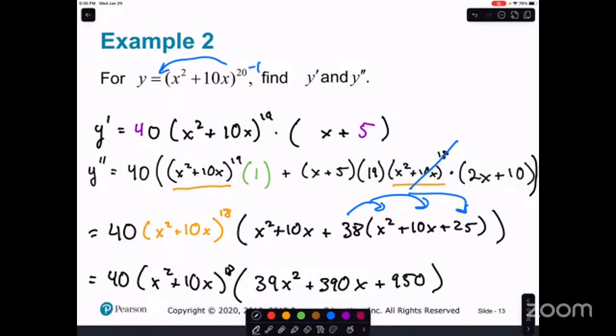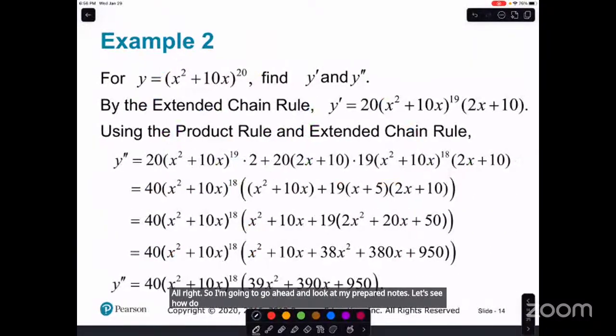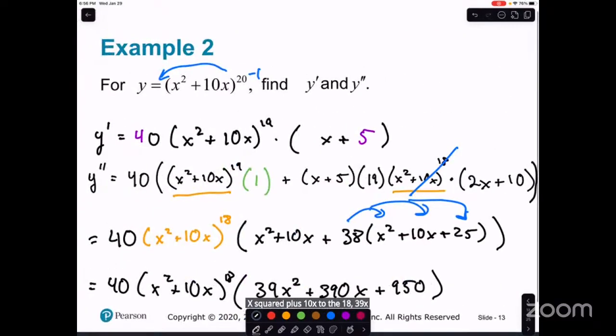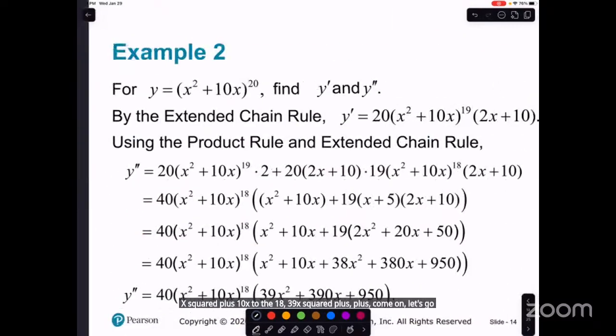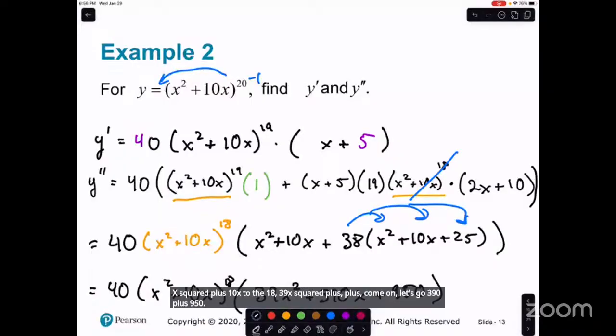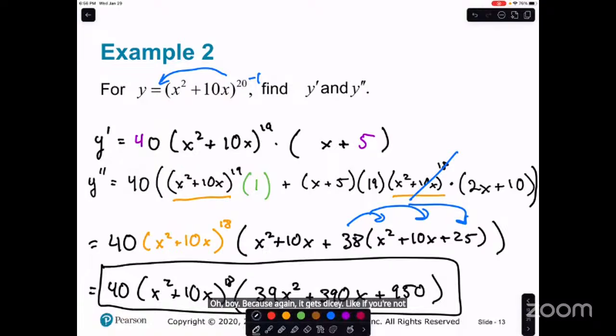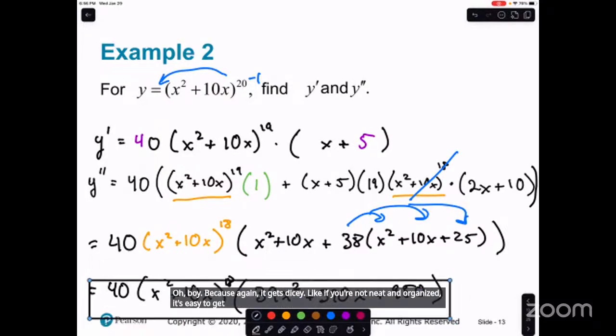All right, so I'm going to go ahead and look at my prepared notes. Let's see, how did we do? How close did we get? x squared plus 10x to the 18, 39 x squared plus 390 plus 950. Come on now, come on. Oh boy, because again, it gets dicey. Like if you're not neat and organized, it's easy to get lost. Easy to get lost in the sauce, right?